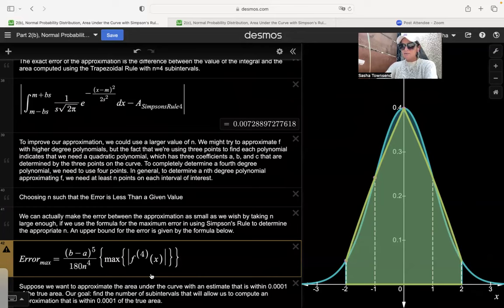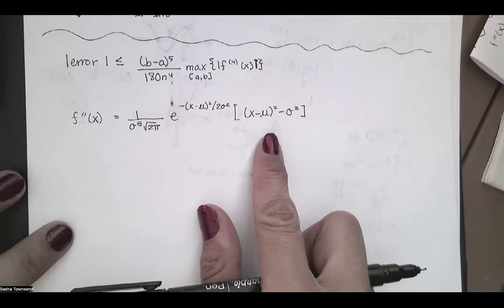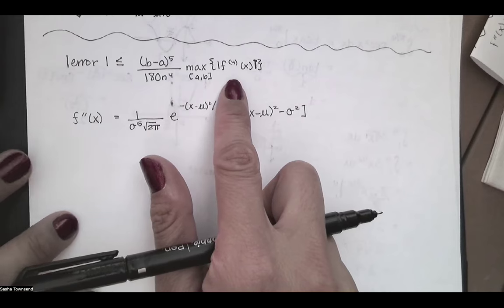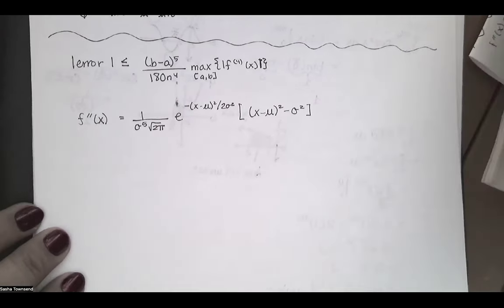Now we can find that value of n using pencil and paper calculations, and then we can graph our fourth derivative and the absolute value of the fourth derivative on Desmos. Let's do that. So this is our second derivative. In order to find the maximum value of the absolute value of the fourth derivative, of course, I need to compute the fourth derivative.